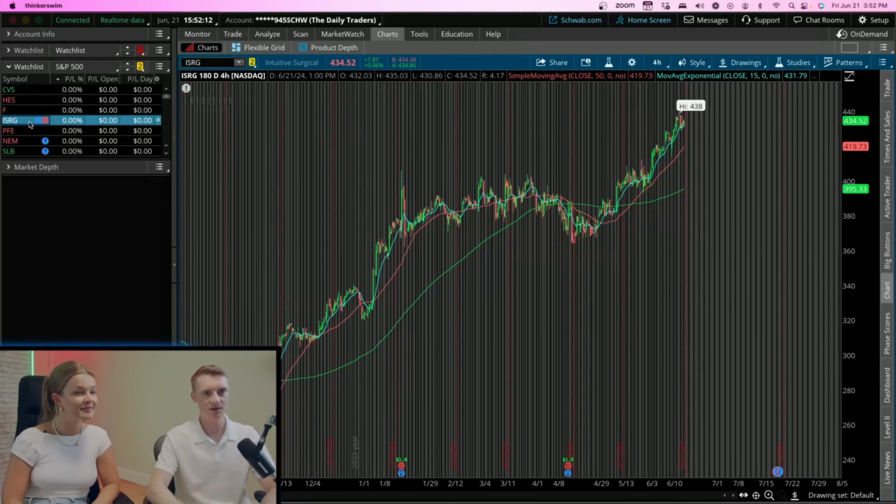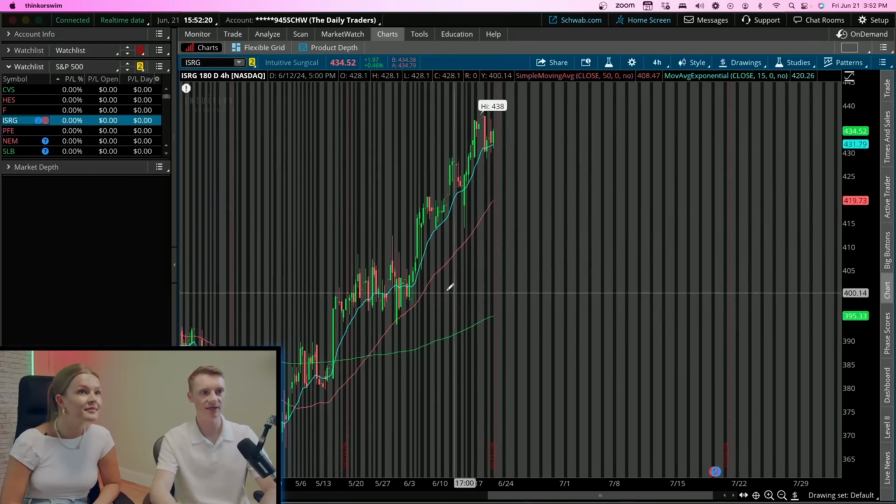So no trend there, it's not great. This looks like a bullish trend. Do you agree? That's bullish? Yeah. Bullish trend. Now, I actually like this one.